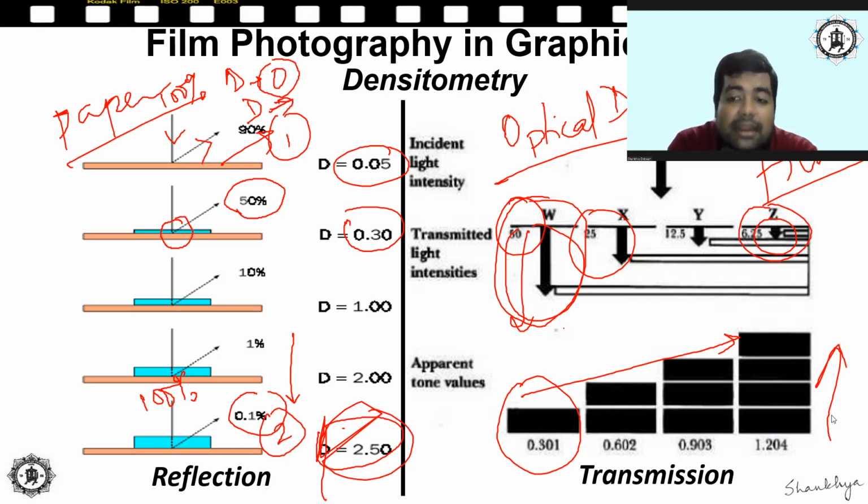Since the light intensities are cut in half, the apparent tone values increase equally from W to Z, and the measured density increases by a step of 0.3. The eye sees equal changes of density units as equal tone steps. So this is basically the entire concept of optical density, both reflection density, or reflective density, and transmission density, right?